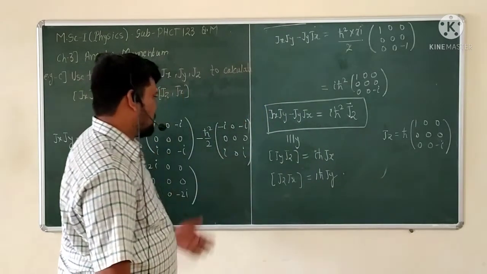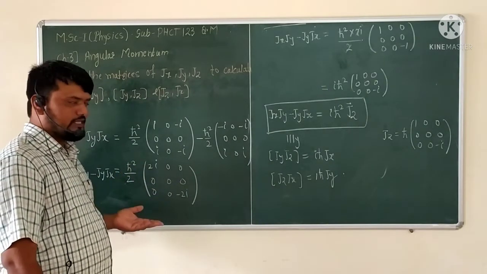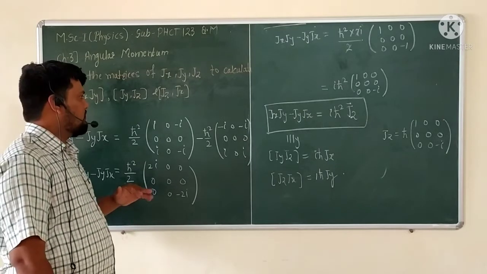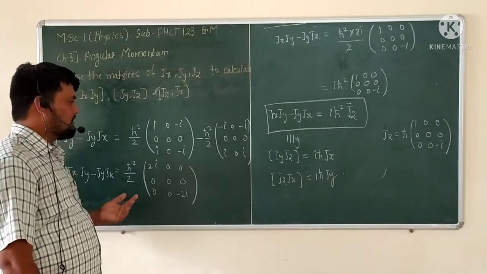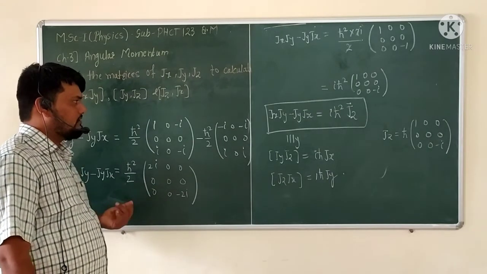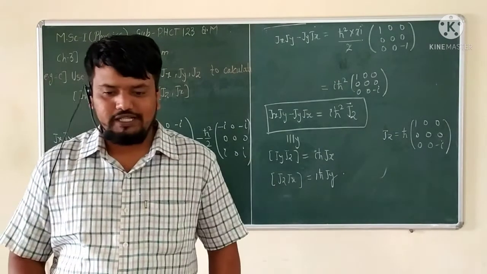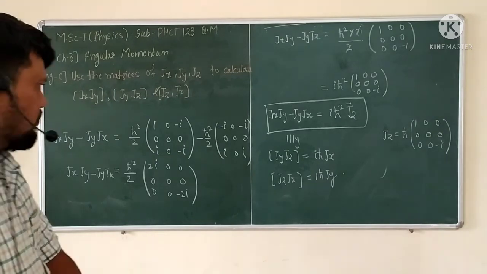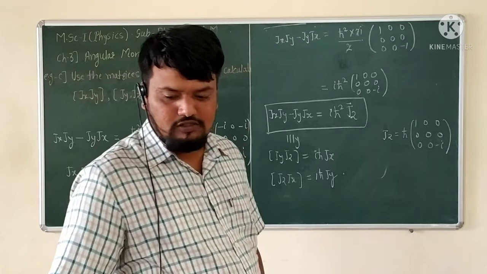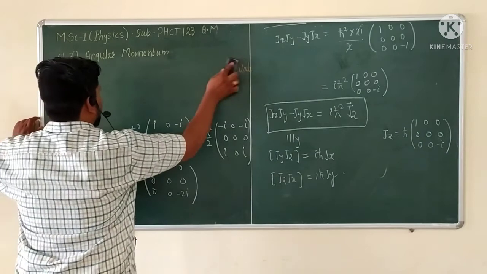Okay, so this is the matrix representation, and using the matrix representation of Jx and Jy, we have to calculate the matrix representation of Jy, Jz and Jz, Jx. In the next lecture, or we want to continue in this lecture, we will see the geometrical representation of the angular momentum. This is the new point.